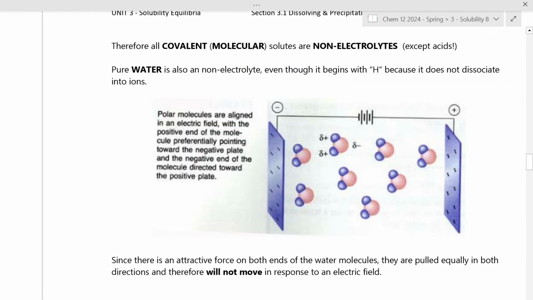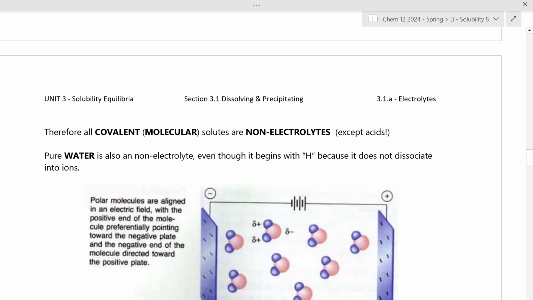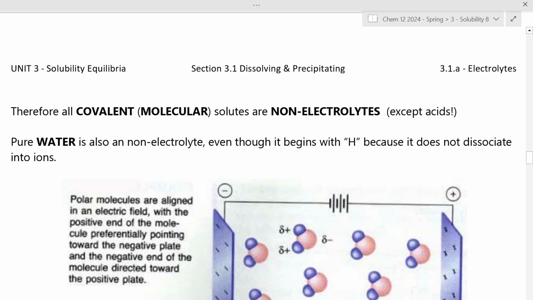All right, therefore all covalent or molecular solutes are non-electrolytes. Except acids, because acids are weird. They dissociate into ions, but you already know that. Yes? Okay. Pure water is also a non-electrolyte. Do you remember when I put the beaker of water onto the conductivity apparatus? What happened? It was super exciting, right?